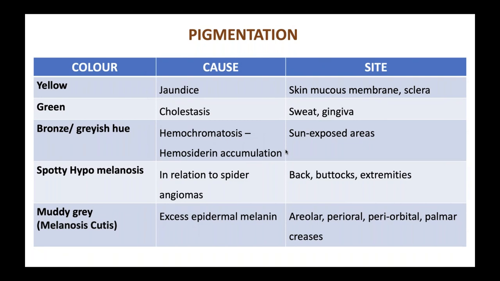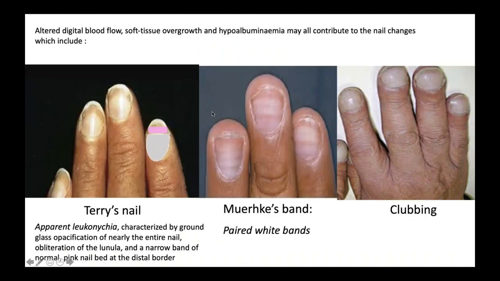Spotty hypomelanosis in relation to the spider angiomas, over the truncal region and the extremities, and a muddy gray discoloration, also known as melanosis cutis, because of excess epidermal melanin. And this again occurs over similar sites that were involved in Addison's disease: the areola, oral, periorbital, and palmar creases, the sites which might be already pigmented.